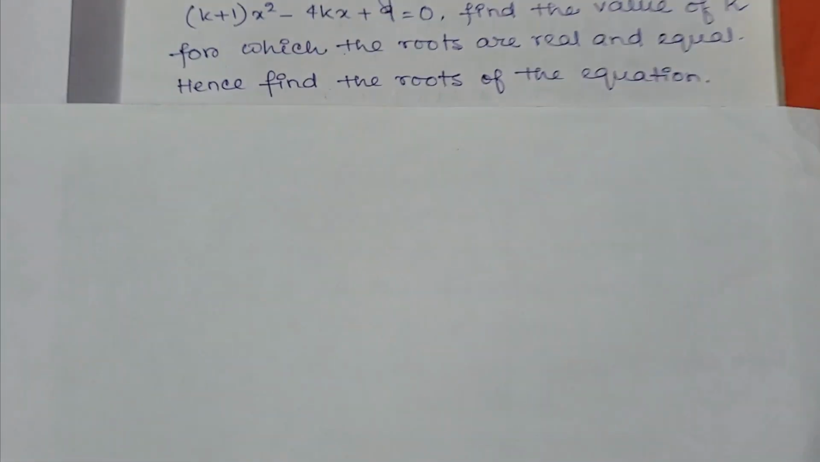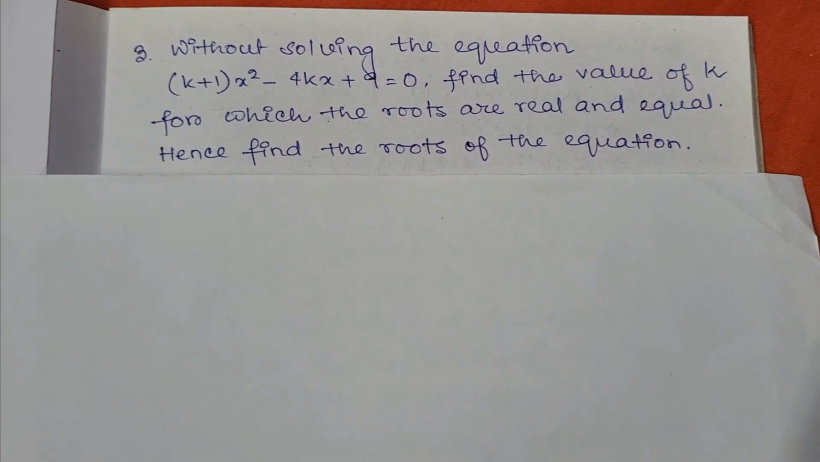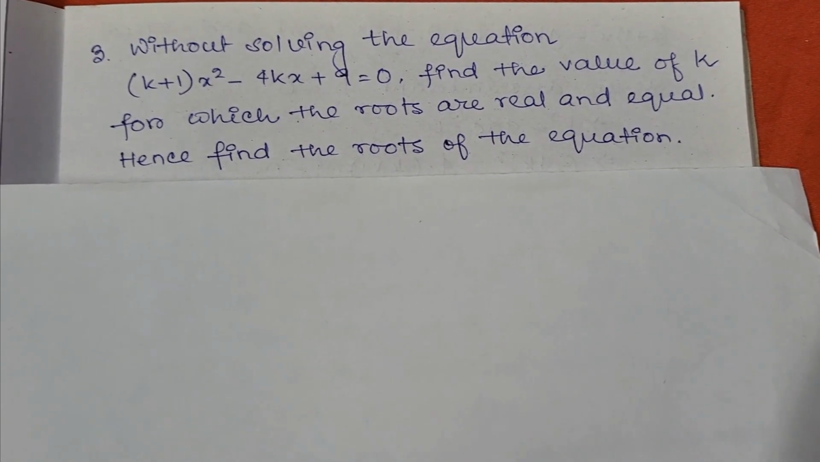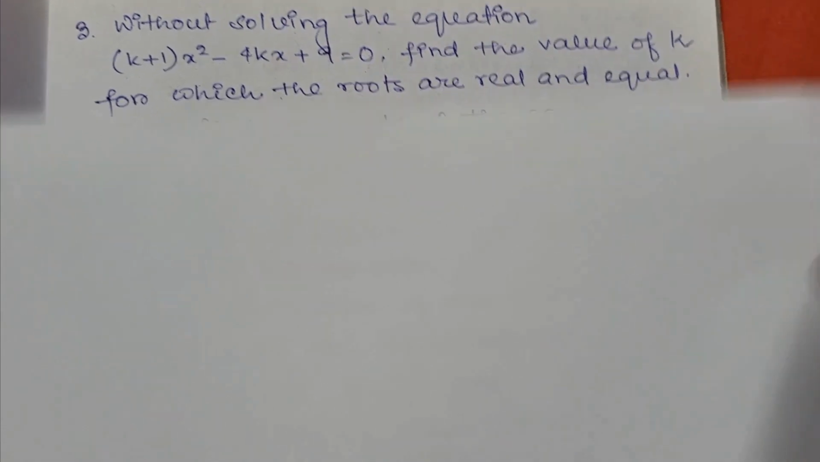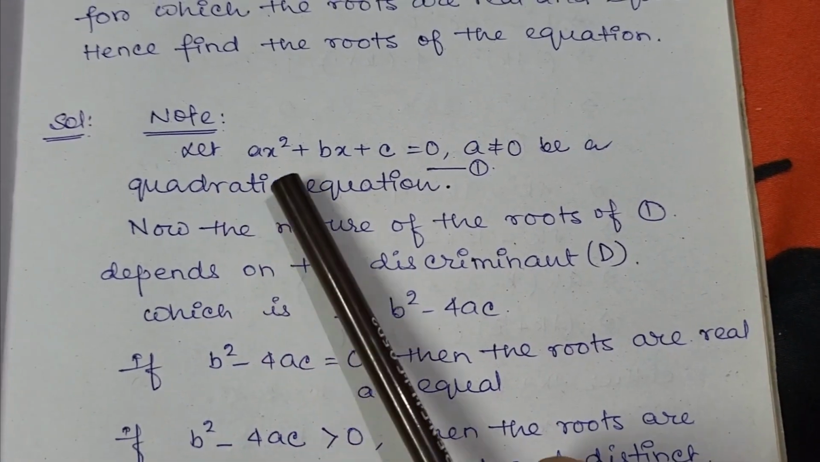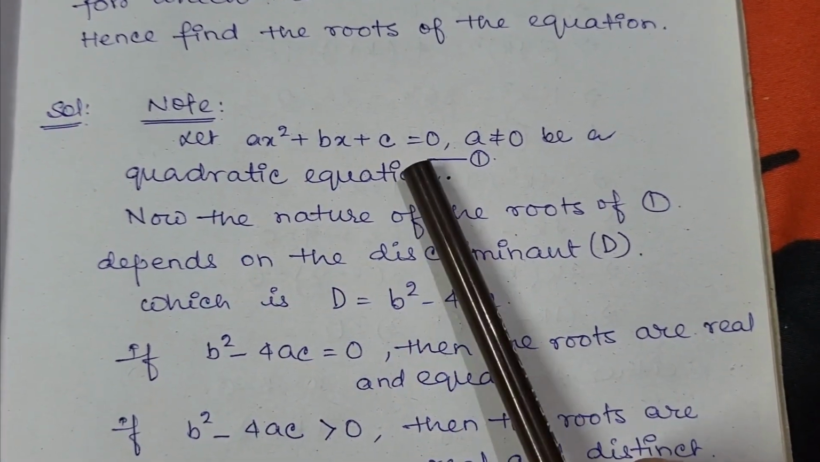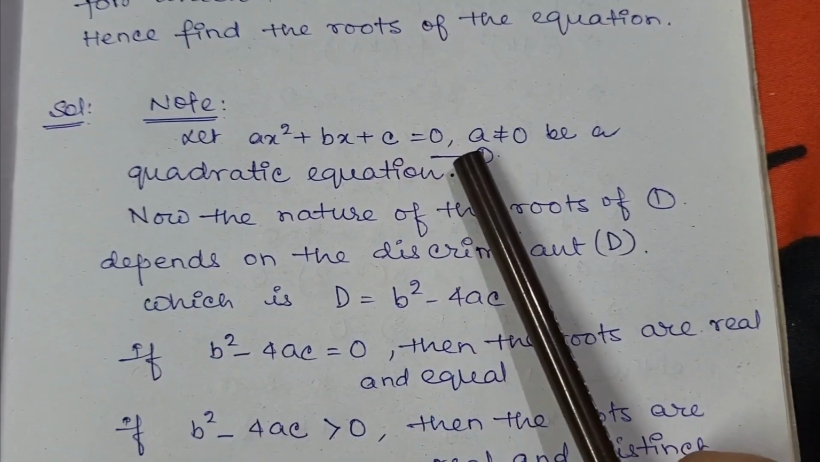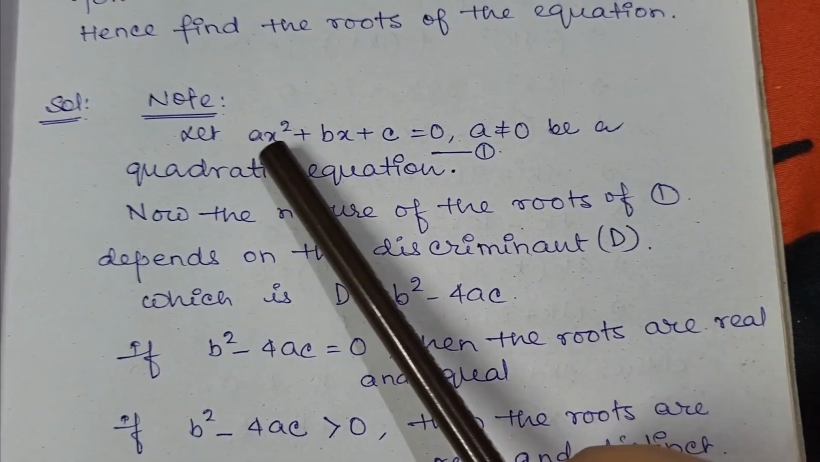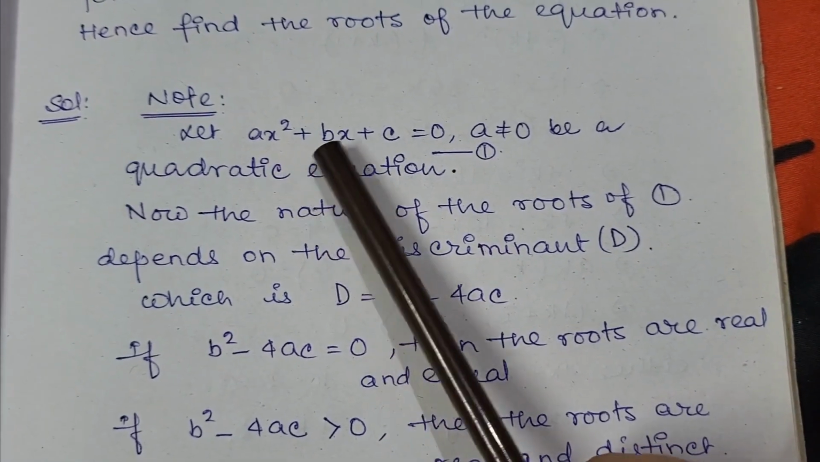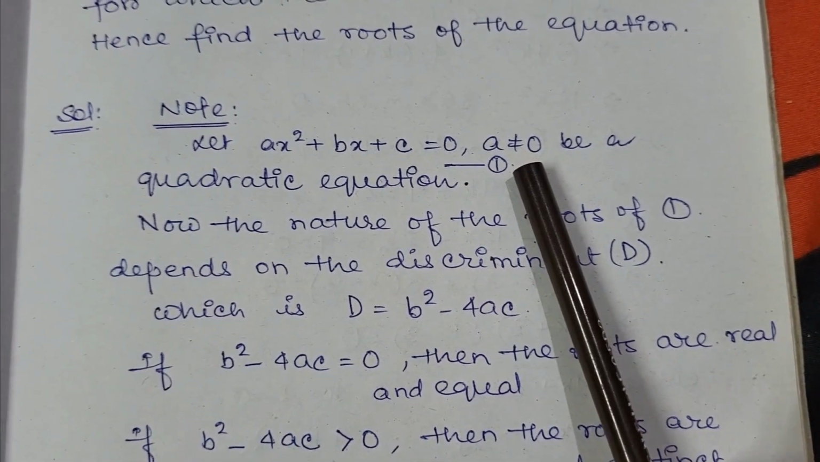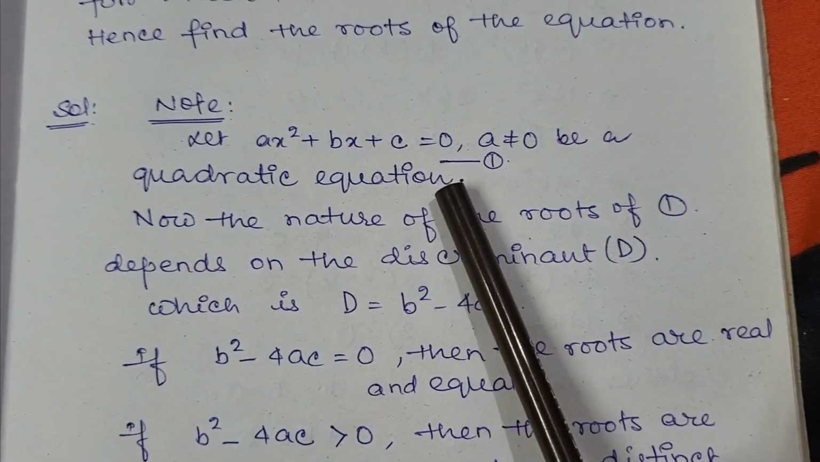Okay. Now, before going on to the solution, I need to give a brief note on what are real and equal roots. For that, here is a note which says that let ax square plus bx plus c is equal to 0 be an equation where a is not equal to 0. Now, if a is equal to 0, this term is equal to 0, and hence this equation is not a quadratic equation. So a not equal to 0 is a must, to be a quadratic equation.